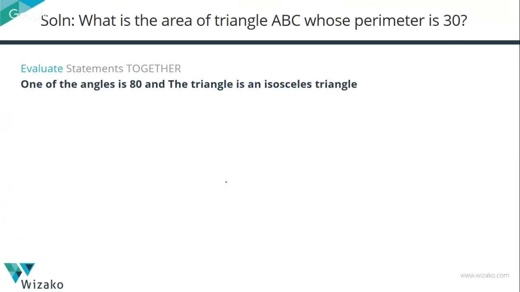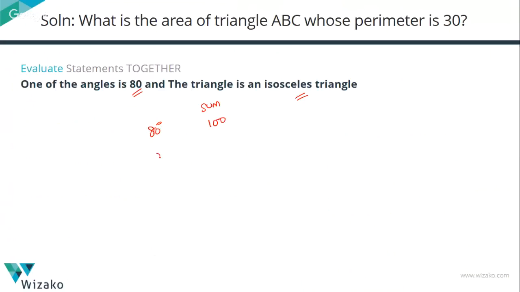Let's combine the two statements. We know one of the angles is 80 and the triangle is an isosceles triangle. Can we find out the remaining two angles? The triangle is isosceles, so two sides are going to be equal and two angles are going to be equal. If one of the angles is 80 and the sum of the other two angles is equal to 100, and we have to have two angles being the same, is there only one possibility or do we have more than one possibility? That's the question.